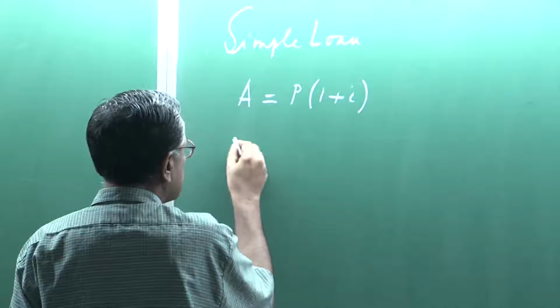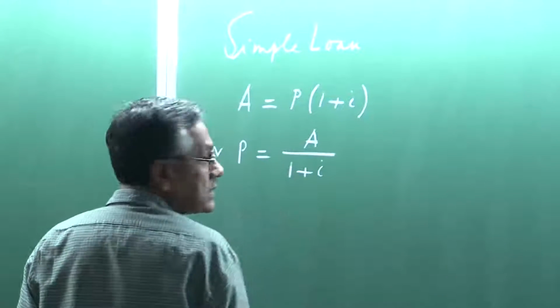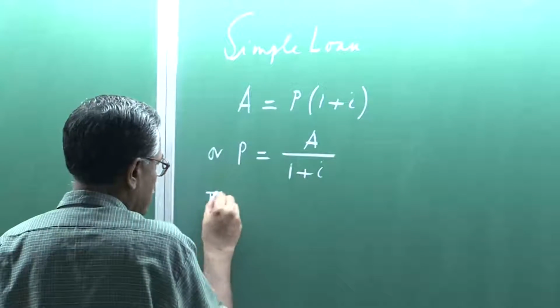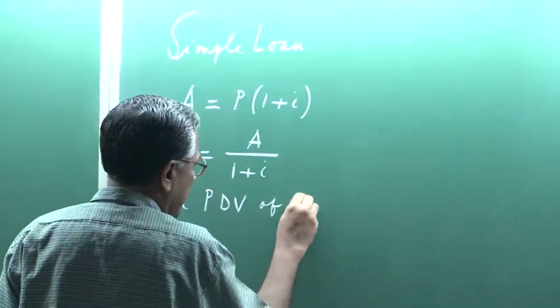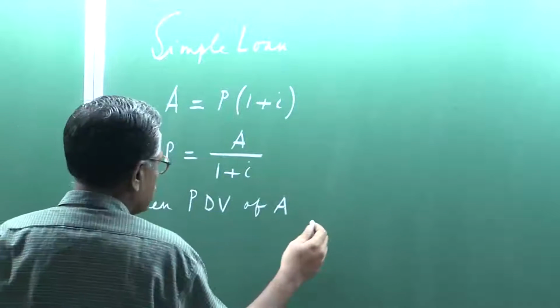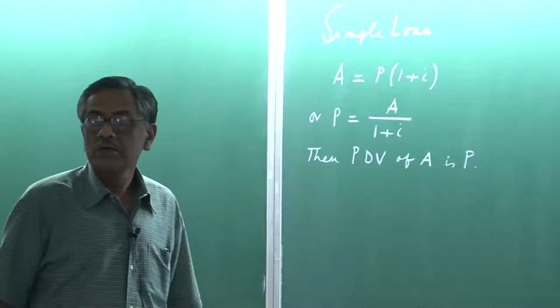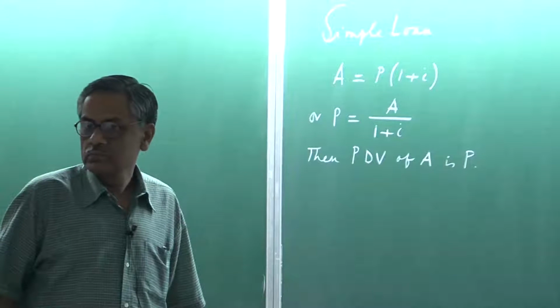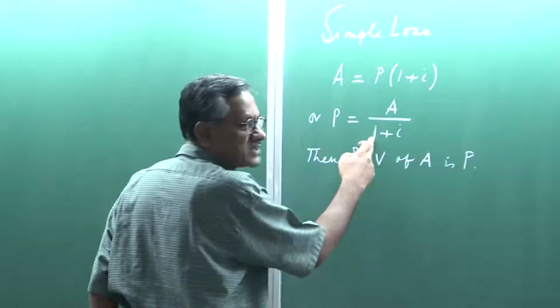Which can also be written as P is equal to A over 1 plus I. Then the present discounted value of A, which I will get one period later, is P. So, something which I will receive tomorrow, for which I will have to wait, if I want to know its value today, it's called present discounted value, which is P, which I have with me today, will be A over 1 plus I, where discount is done by the interest rate.